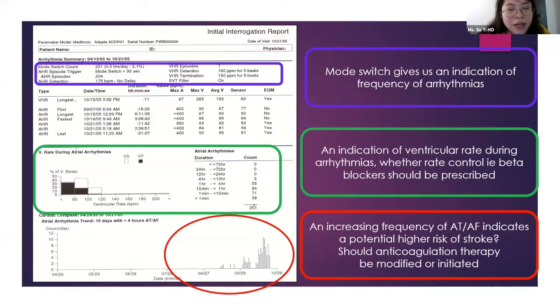So the doctor might actually refer to it to see whether they will want to adjust or prescribe beta blockers. And over here, we can also note that there is an onset of atrial arrhythmia episodes, which wasn't previously documented. So it's also useful for us to discover patients with new onset of AT or AF, and in return, we can start anticoagulation therapy as fast as possible.